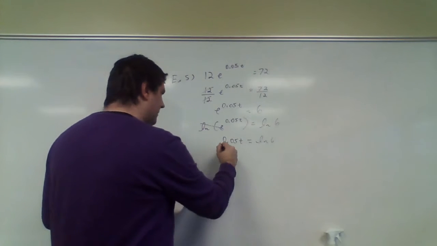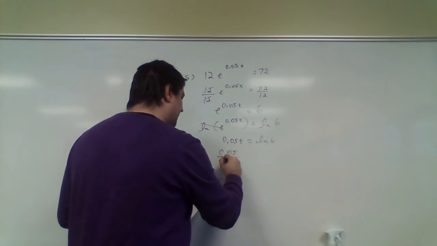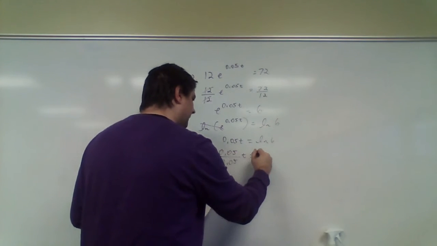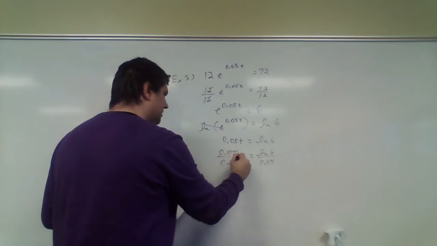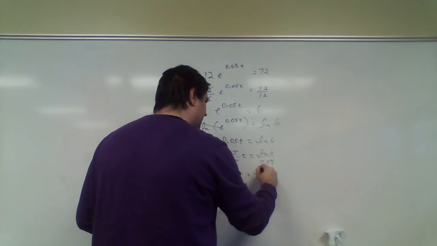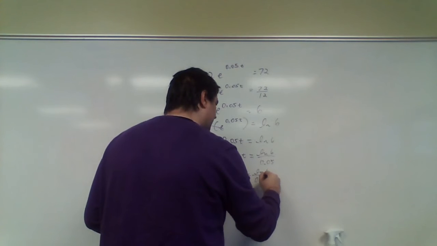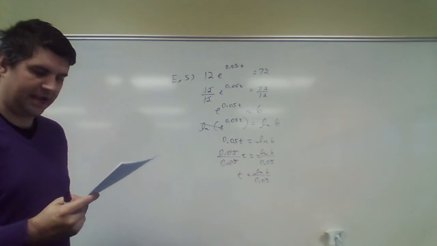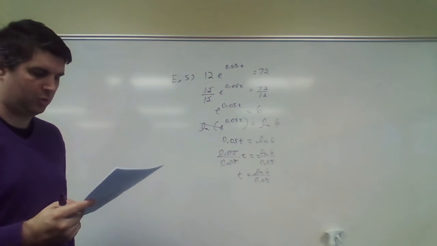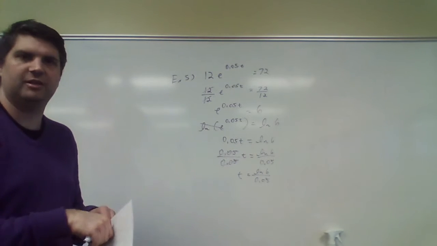Now you'll simply divide both sides by 0.05. So cancel, cancel, and t equals the natural log of 6 over 0.05. That's the exact value. If you take a calculator approximation, you would get 35.835. At least that's what I got.